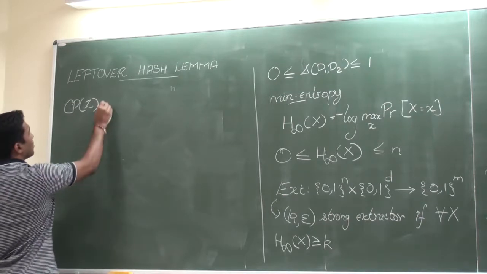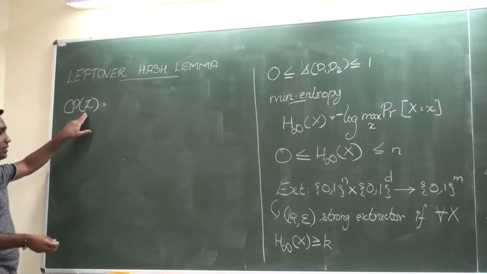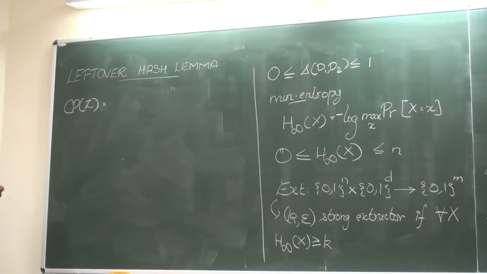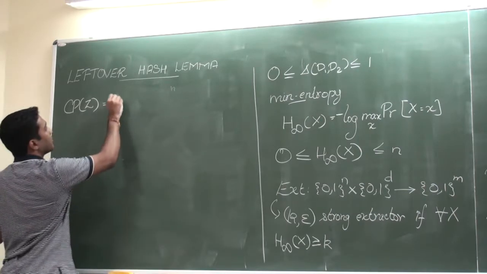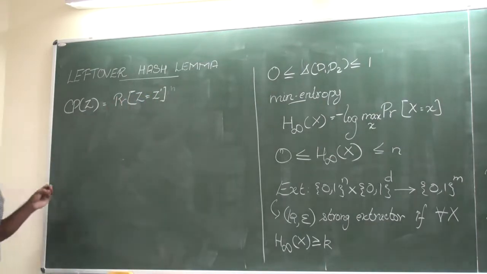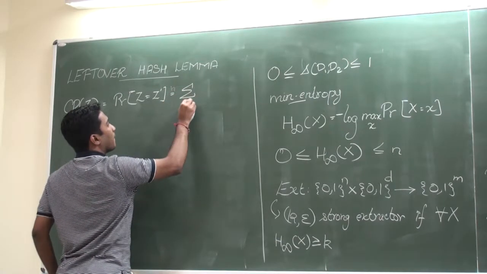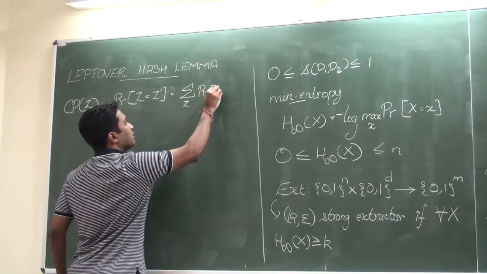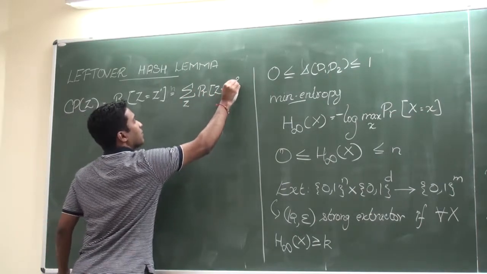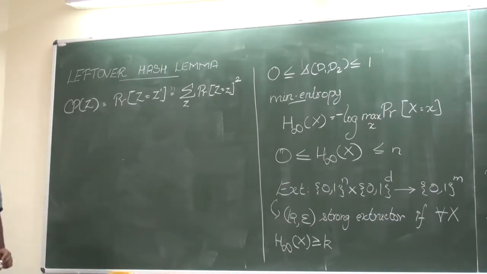So what collision probability says is that you have this random variable z. You sample twice from this distribution independently. What's the probability that it collides? So if you take another random variable z dash, which is identical to z but independent, then this is nothing but the summation of probability of z equal to small z squared, because z and z dash are independent. This is the collision probability.